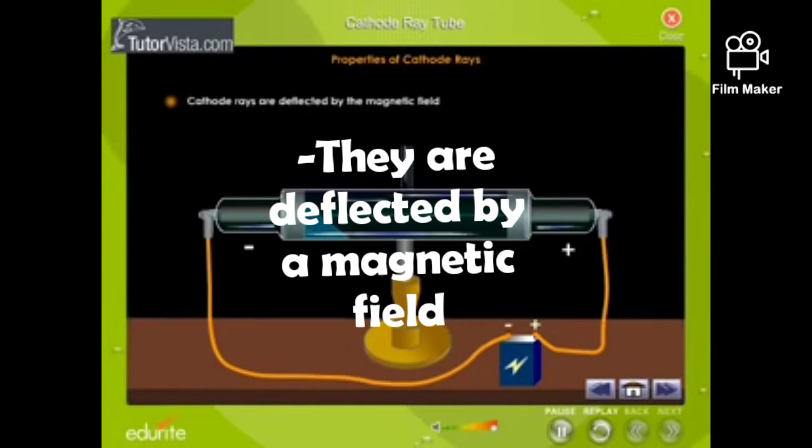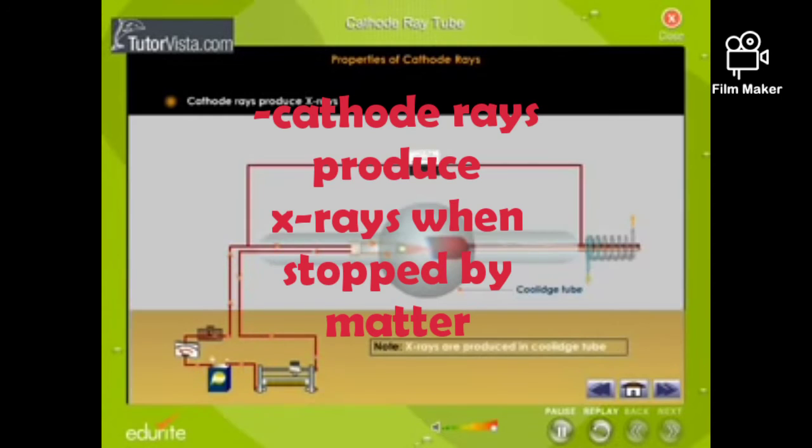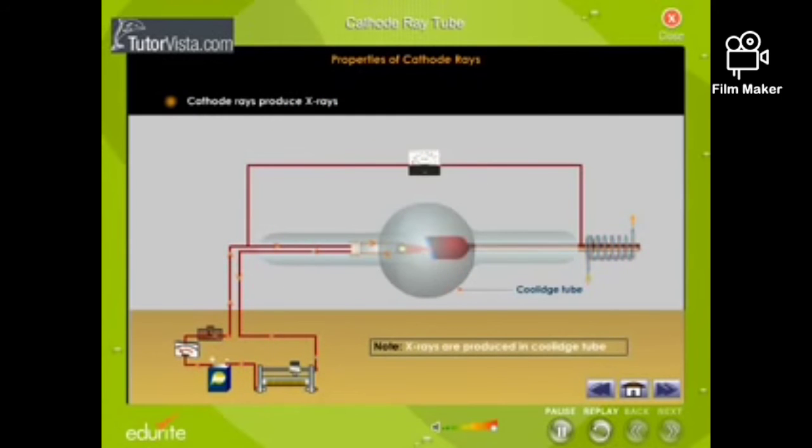They are deflected by a magnetic field. To show this, we get a magnet, put it on one side of the tube, and the beam will deflect towards the magnet. They form X-rays when stopped by matter. We shall look at that in detail later.